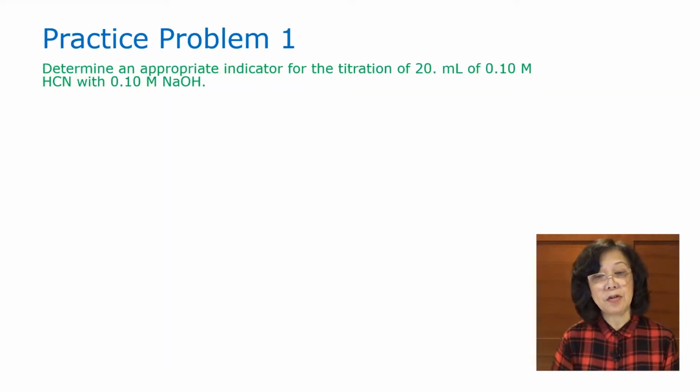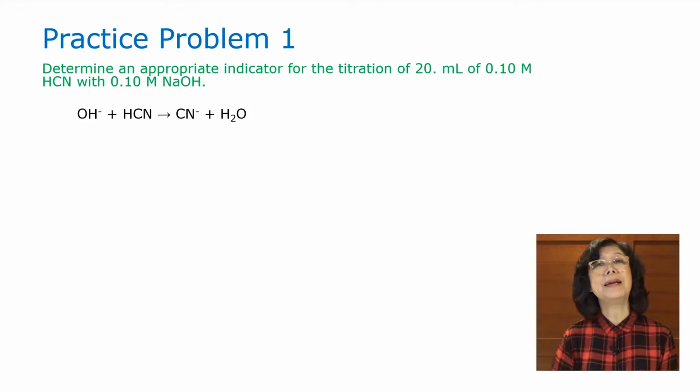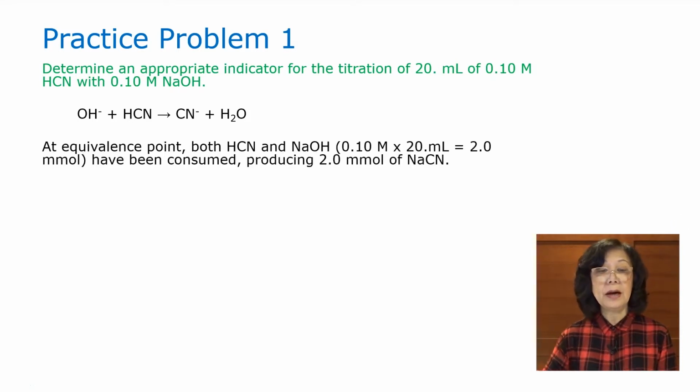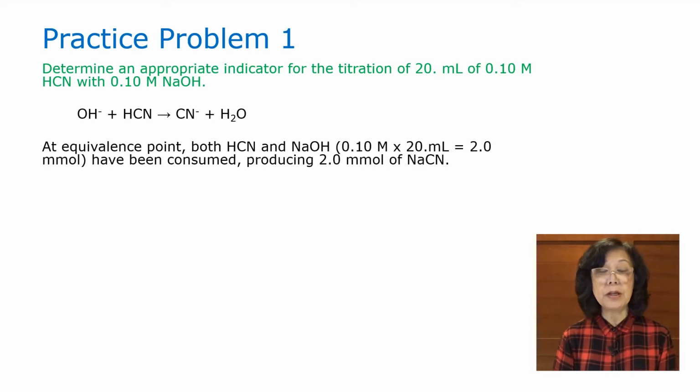If we have a titration of 20 milliliter 0.1 molar HCN, which is a weak acid, with strong base 0.1 molar NaOH, choose an appropriate indicator. So first we write the net ionic equation, OH- and HCN to produce CN- and water. Now at the equivalence point, both the weak acid and the strong base, which is 2 millimoles, are all being consumed, therefore producing 2 millimole of the salt sodium cyanide.